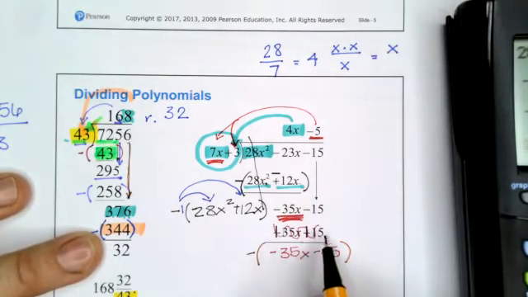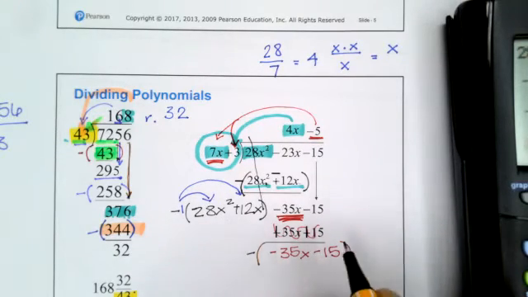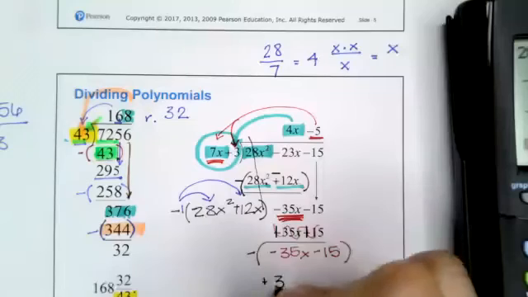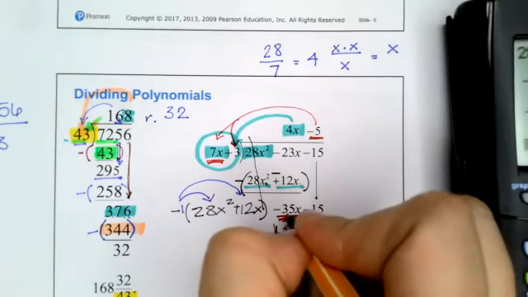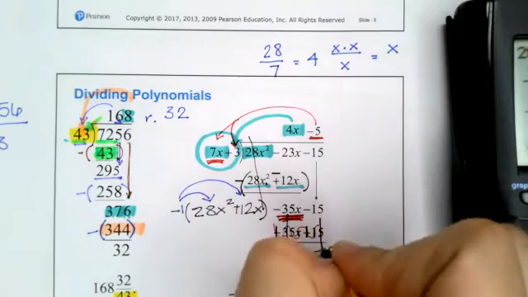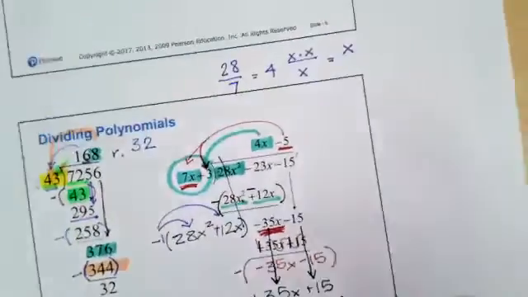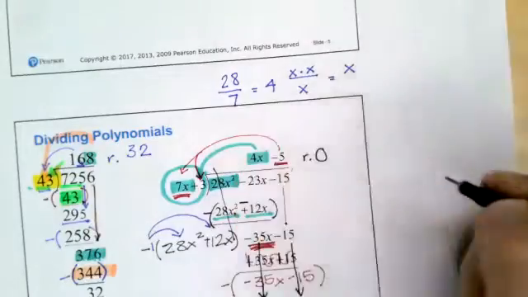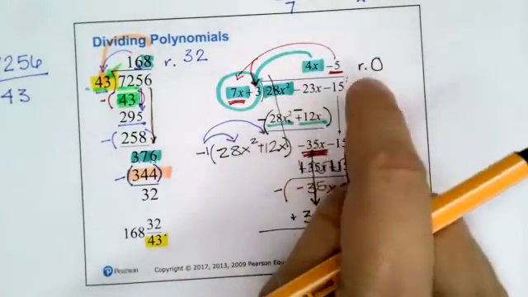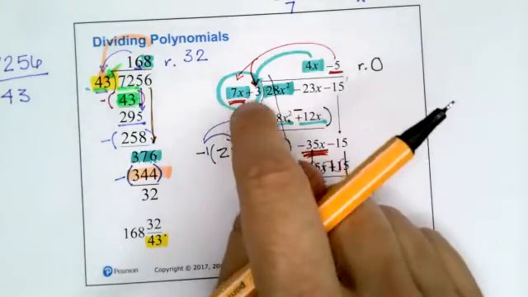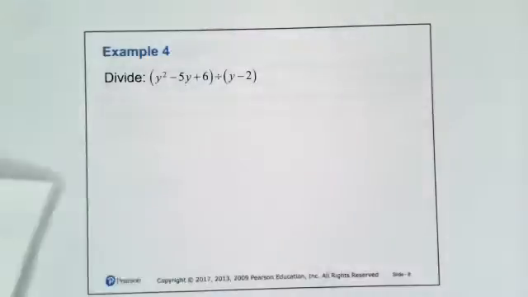I just wanted to explain it a little bit better than that picture. So minus a negative 35x minus a negative 15 becomes, we're adding 35x and we're adding 15, right? To this negative 35 and to this negative 15. And so that becomes 0. So that's remainder 0. When I take 28x squared minus 23x minus 15 and I divide it by 7x plus 3, I get 4x minus 5. Okay.